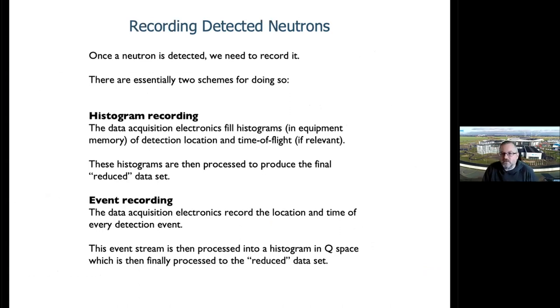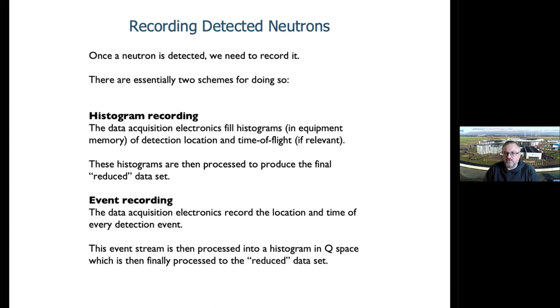So I said that we count the number of neutrons. There are two different ways of doing this. The traditional way is to build up histograms. Basically you store a histogram in equipment memory of where in space the neutron was detected and the time of flight, if that's relevant. Then we process these histograms to produce the reduced data set. The advantage of this was that it uses fixed storage, so older detector electronics are able to do this in solid state memory. But you choose up front what your histogram looks like.